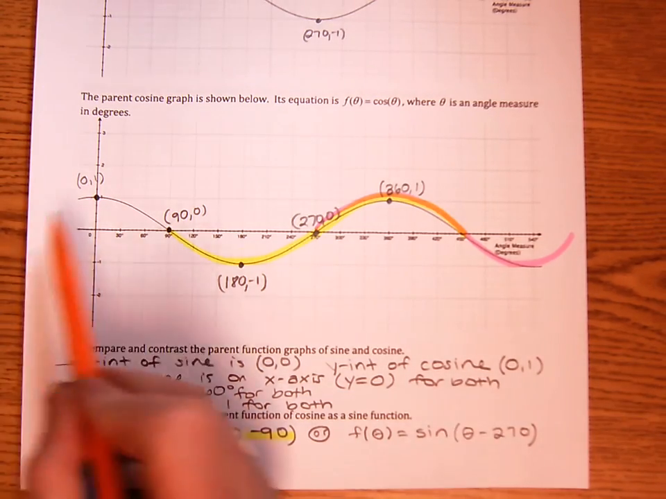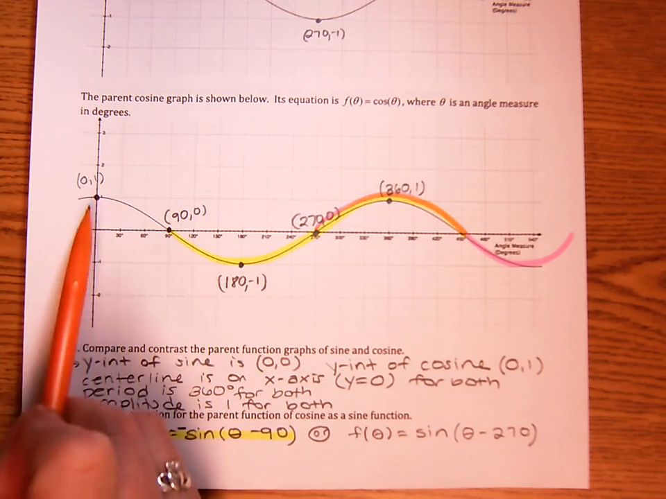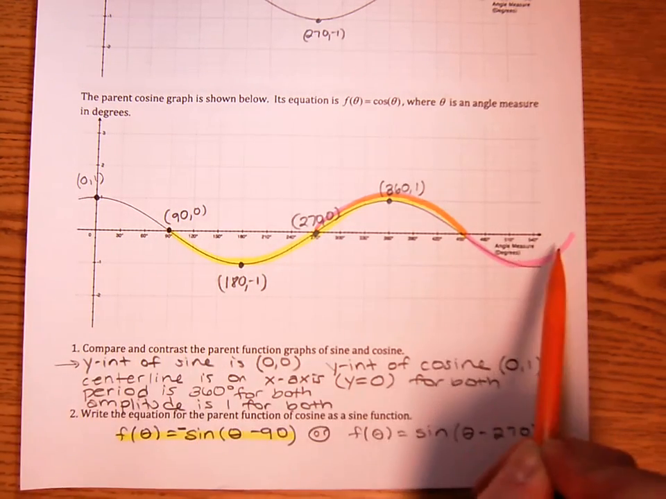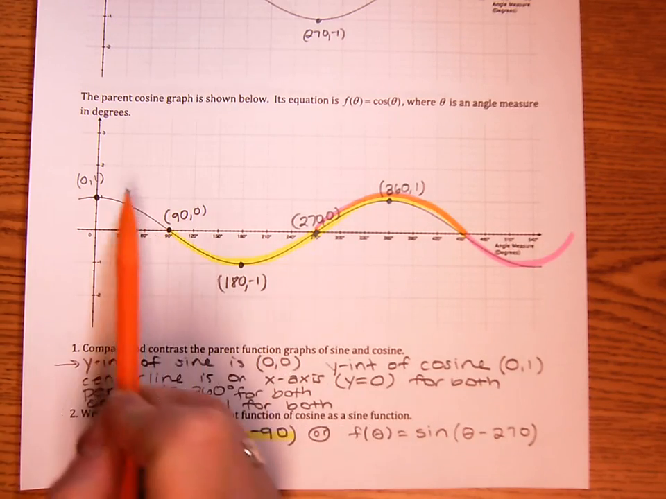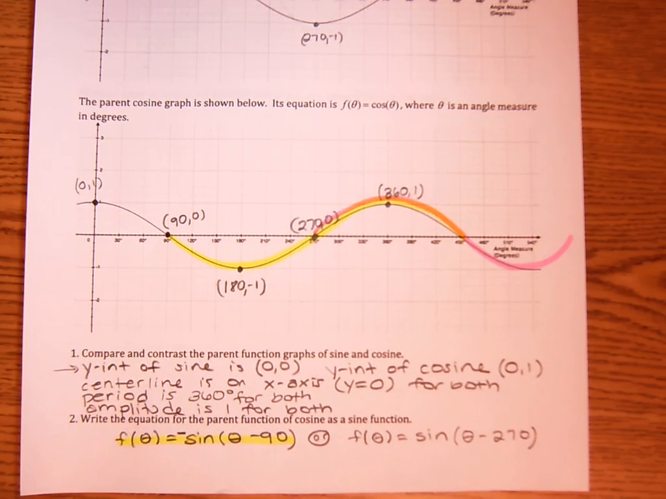So really, looking at a periodic function, you could model it using cosine of theta or sine of theta, depending on where you start. If you choose to start somewhere on the center line, you would be using sine. If you choose to start somewhere at the relative max or relative min, you'd be using cosine.